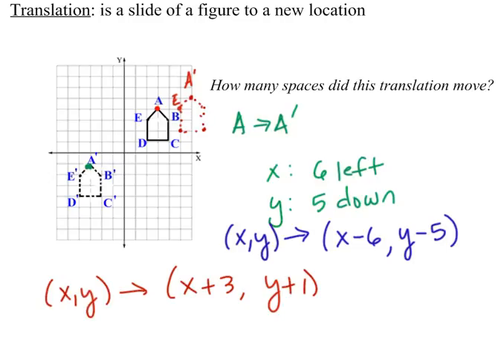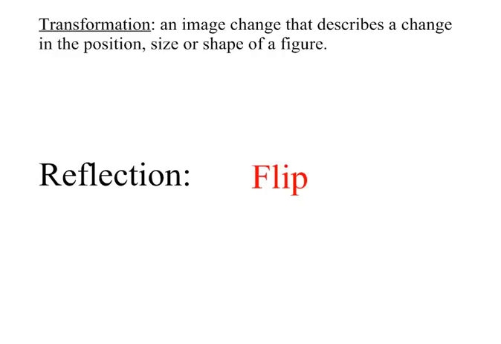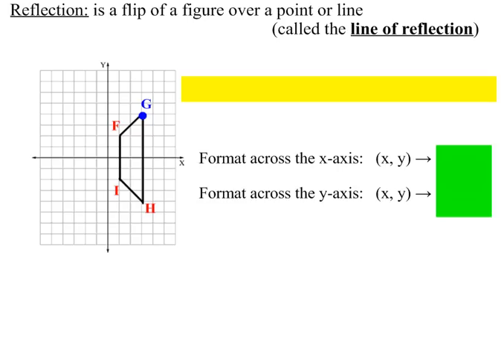Okay? All right, now let's take a look at a reflection. Now, we know that a reflection is a flip of a figure over a point or line called the line of reflection. So let us talk about a certain point here.